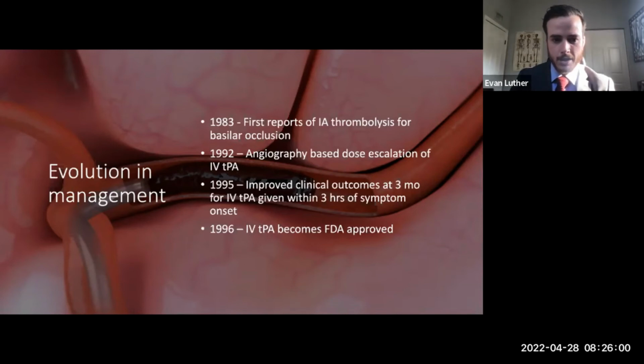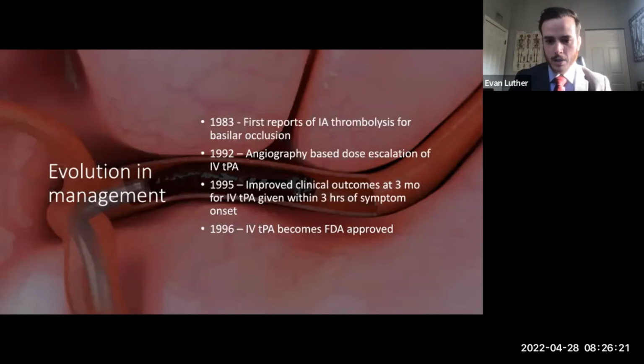In 1996, FDA approved IV TPA. And as people really wanted to expand the window for treatment, right? I mean, there's a lot of patients who still woke up with what they call wake-up strokes, meaning that they went to bed normal and woke up and they had a stroke in the middle of the night and no one knows really the timing. So these patients weren't IV TPA candidates.